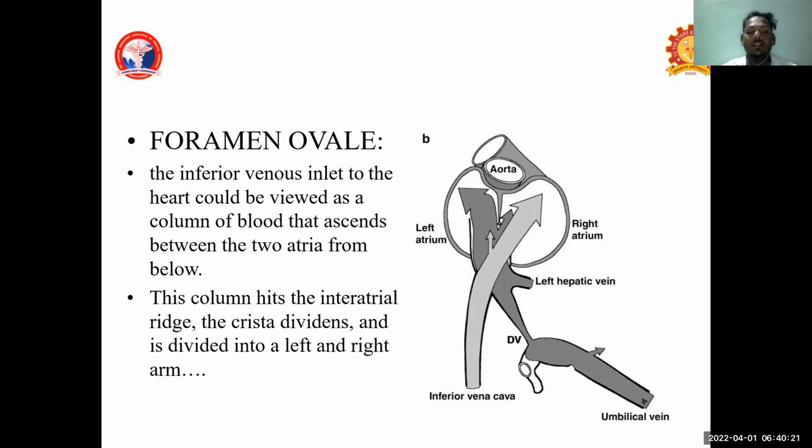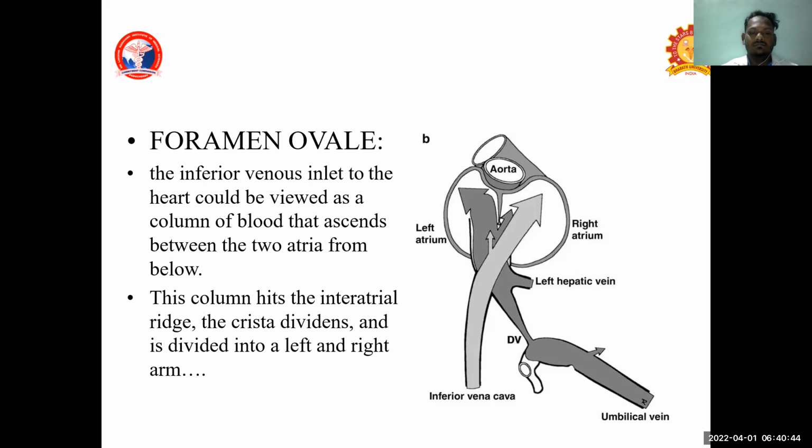So the inferior venous inlet to the heart could be viewed as a column of blood that ascends between the two atria from below. So see here, the blood from the inferior vena cava enters into the heart.